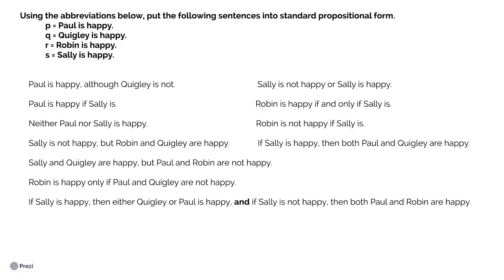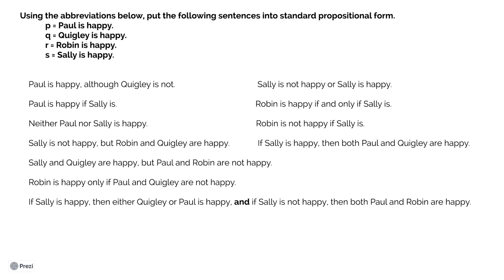Sally and Quigley are happy, but Paul and Robin are not happy. So here we can parenthesis S and Q, and then we can parenthesis not P and not R, and then they're connected by "but," which is a conjunction, so "and." So overall we have S and Q, and not P and not R.